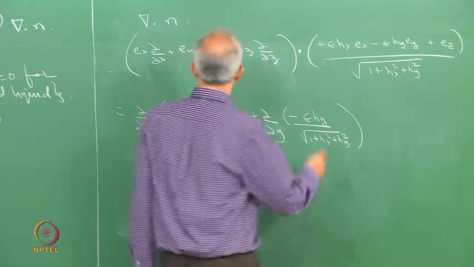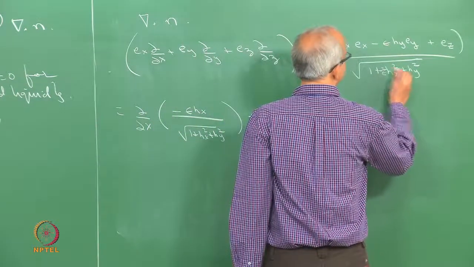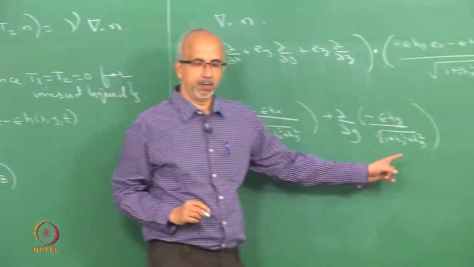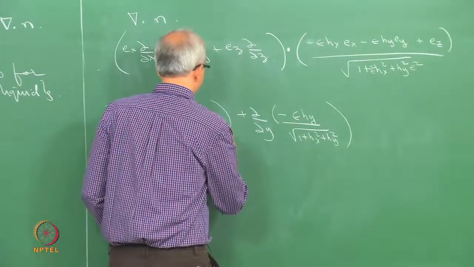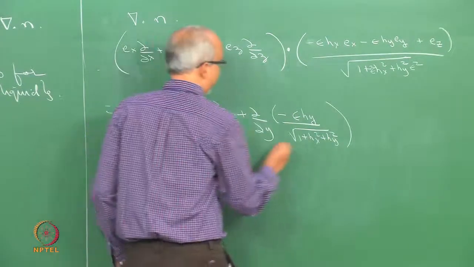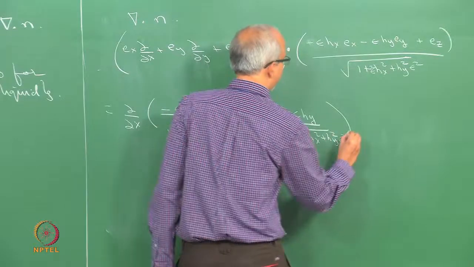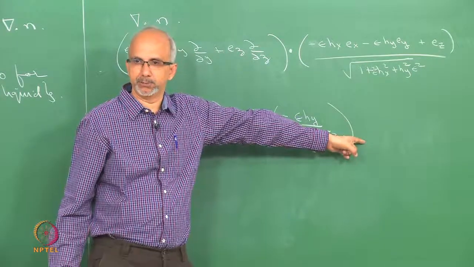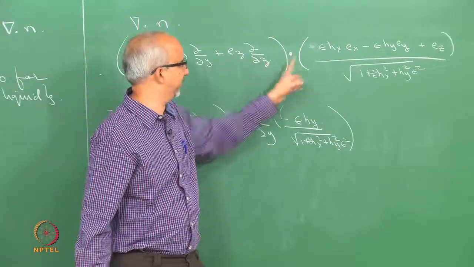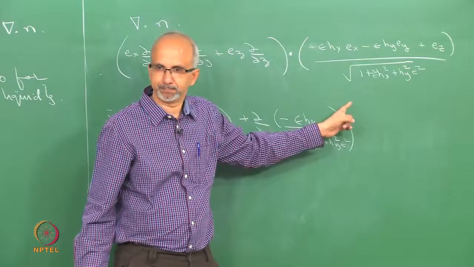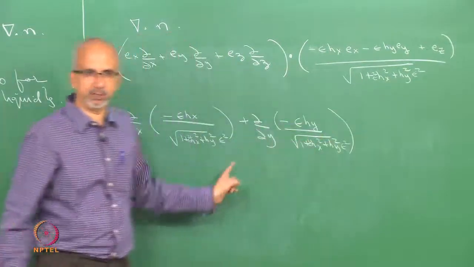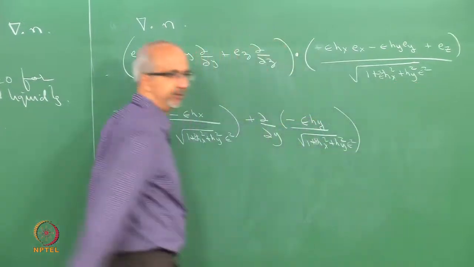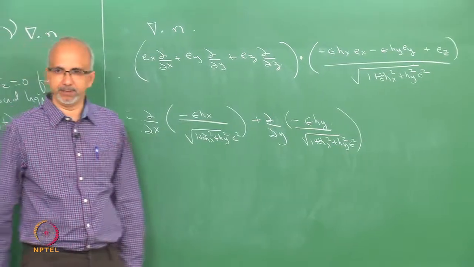That is an epsilon squared in the denominator, and that is important. Yes, I have it there. And here also there is an epsilon squared. Now, the e_z term is not going to make any contribution because the derivative with respect to z, this is independent of z. So only these two terms are going to give a contribution, because this is independent of the z variable. It only depends upon x and y.